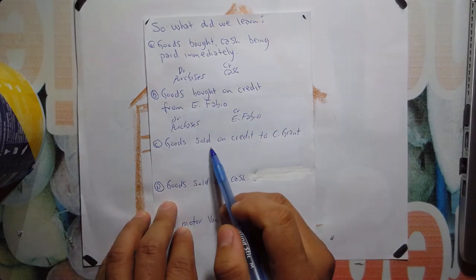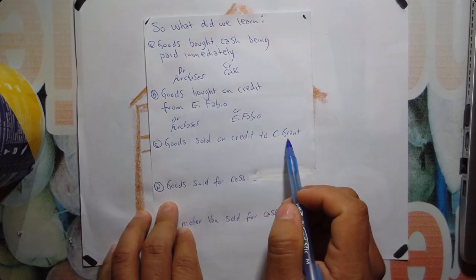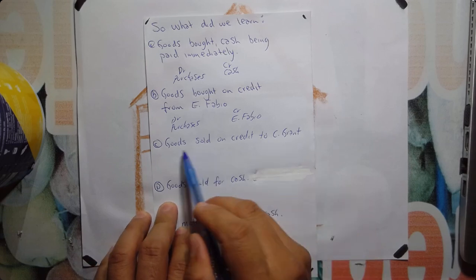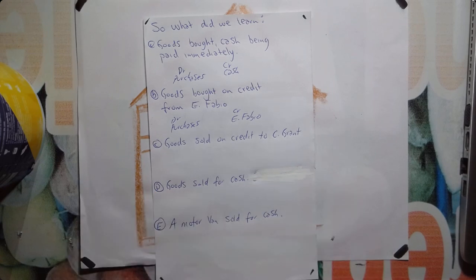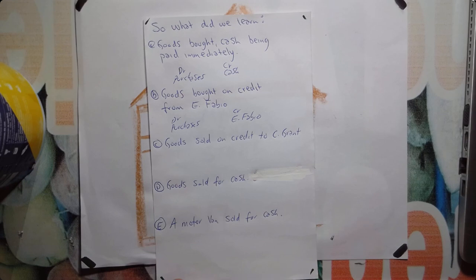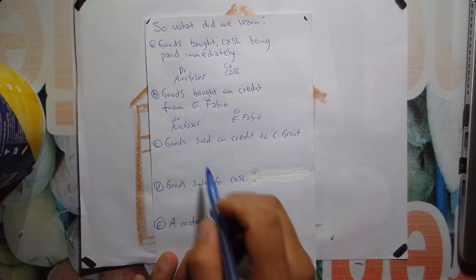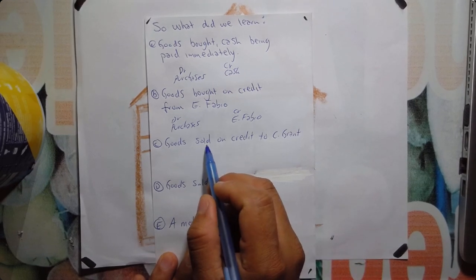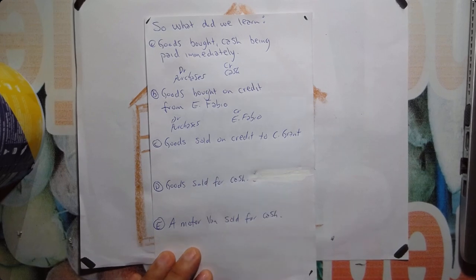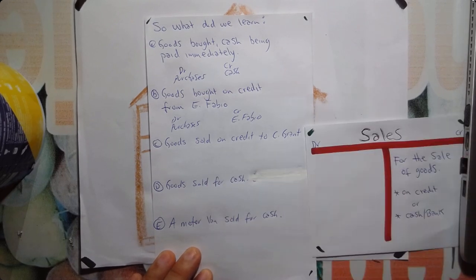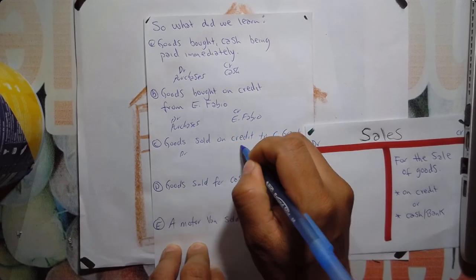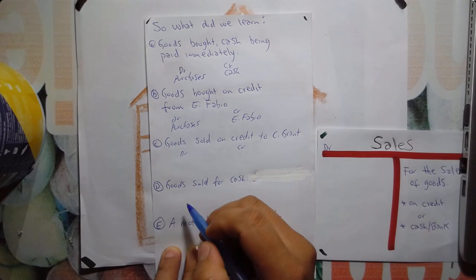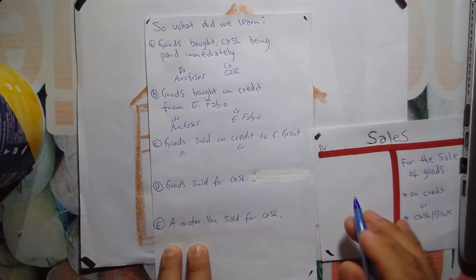Now, transaction C. Goods sold on credit to C Grant. So here we are selling goods. Because we are selling goods or goods is involved, we know we need to use either purchases, sales, return inwards or outwards. But we see the word sold here, so we know sales will be used. So I'm going to use the sales account. Okay? Debit, credit entry. So sales will be used, definitely.